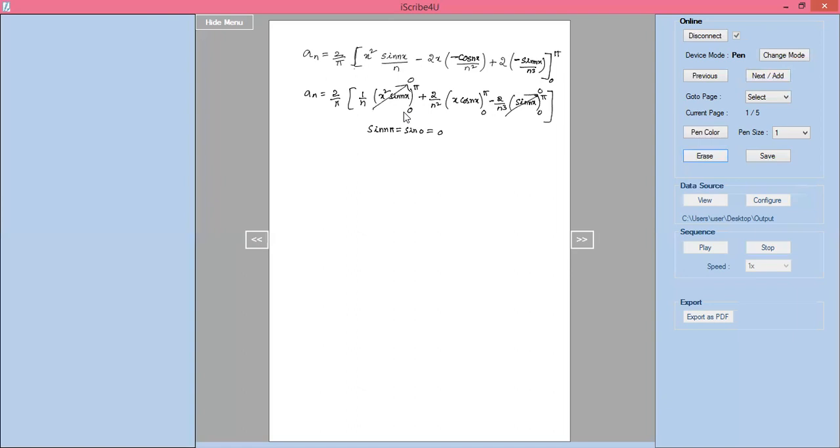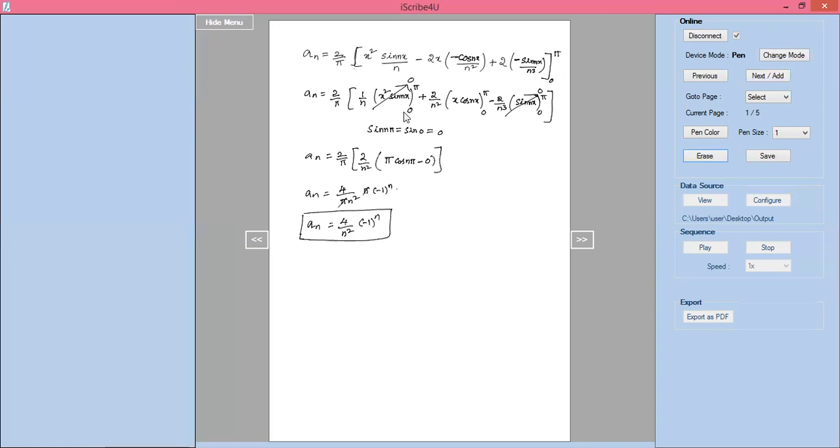Now only the x into cos nx term remains: an equals 2 by pi into 2 by n square, applying the upper limit pi into cos n pi, and the lower limit 0. So an equals 4 pi divided by n square into cos n pi, where cos n pi is minus 1 power n. Now this pi and this pi get cancelled. an equals 4 divided by n square into minus 1 power n. This is the value of an.